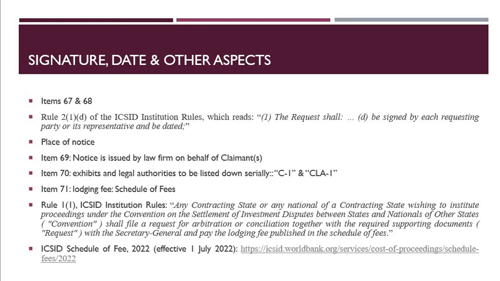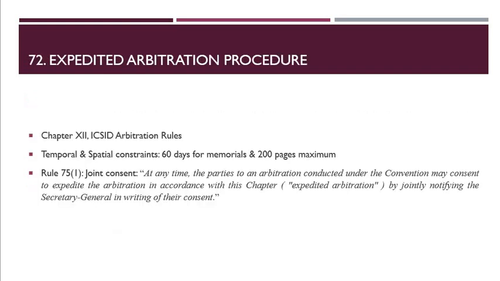The last item in the checklist, item 72, pertains to the use of expedited procedure in chapter 12 of the ICSID arbitration rules. Expedited arbitration is arbitration in a time-bound manner where there are temporal and spatial constraints placed on the arbitral proceedings. For instance, Rule 81.1 provides that the memorial and counter-memorial are to be filed within 60 days of the first session. It further provides that the memorial and counter-memorial should not exceed 200 pages. So, if parties wish to opt for expedited arbitration, the notice may call upon the other party to consent for such arbitration. But, as per Rule 75.1, joint consent of both parties is required. At any time, the parties to an arbitration conducted under the convention may consent to expedite the arbitration in accordance with this chapter, expedited arbitration, by jointly notifying the Secretary General in writing of their consent.